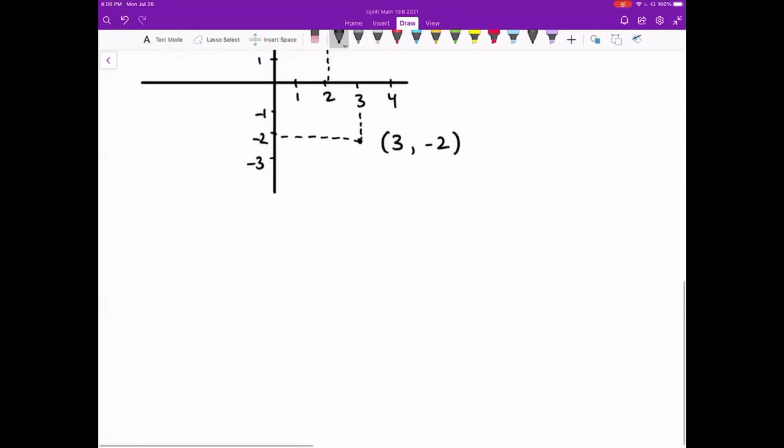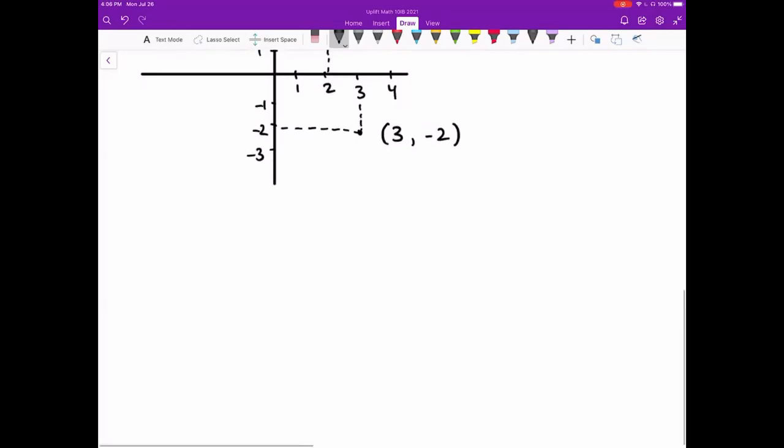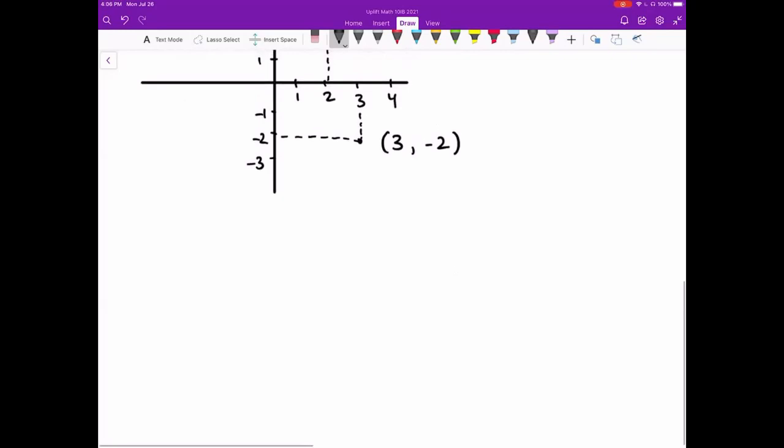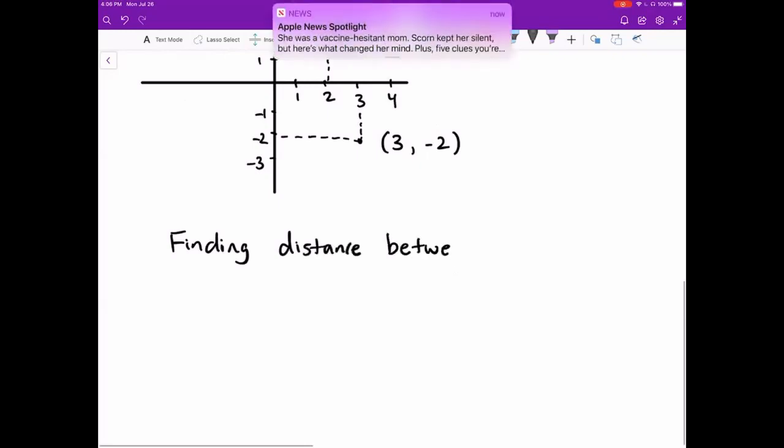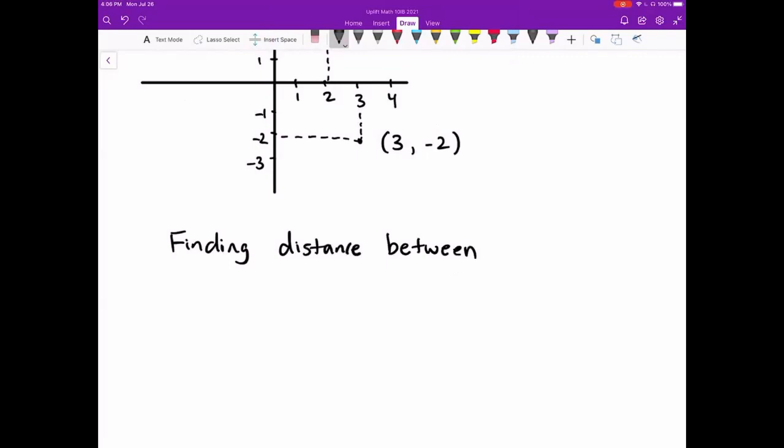Now we're going to practice finding the distance between 2 points. When we're finding the distance between a pair of points like 0, 0 and 1, 0, it's pretty easy because they're essentially on the same line, so you could just count how many points away. However, if we have something like 1, 1 and 5, 4, that's not going to be that easy.